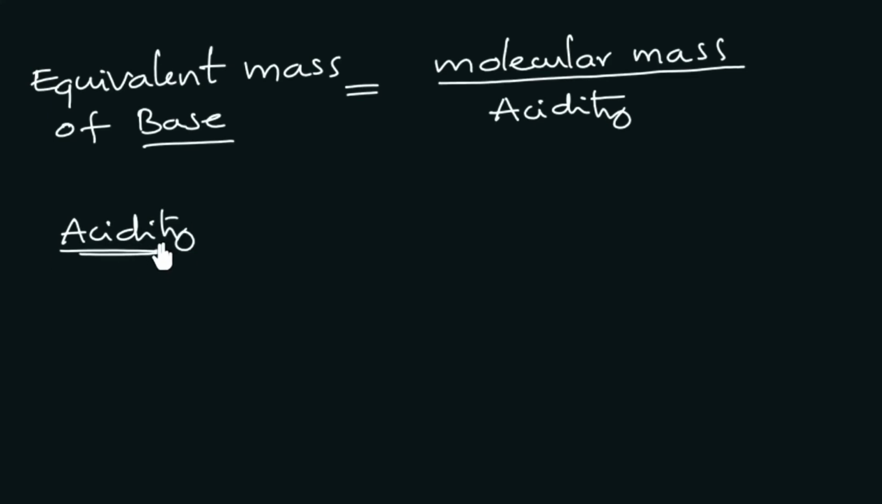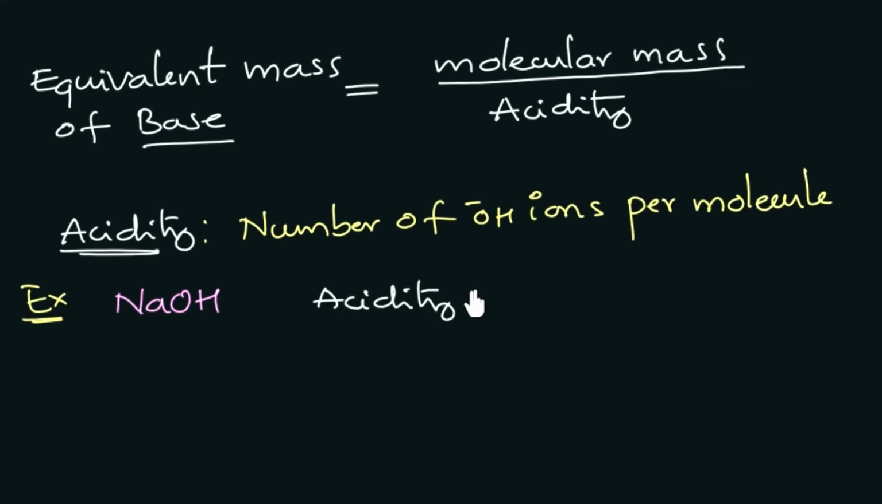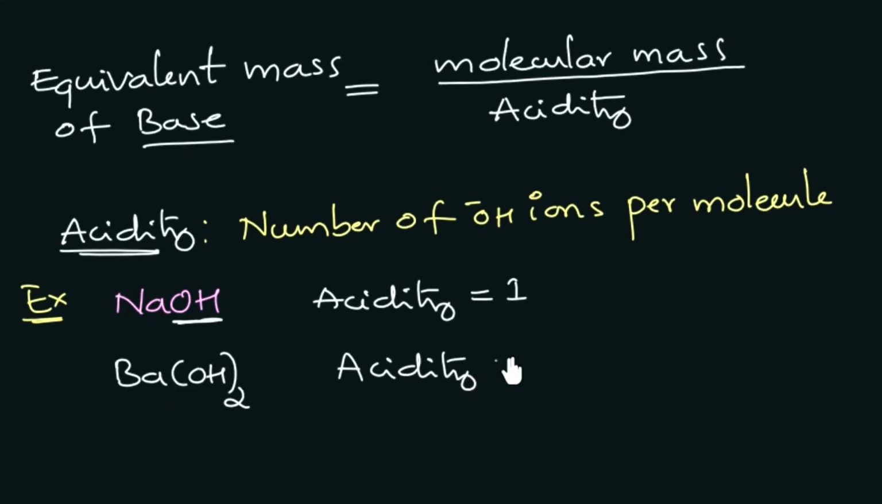We can define acidity in simple words: acidity is the number of OH minus ions per molecule. For example, we can take NaOH, the acidity equals 1 because there is only one OH ion. For example, Ba(OH)2, the acidity in this case, hope you got it, is 2 because 2 OH minus ions can be produced here.